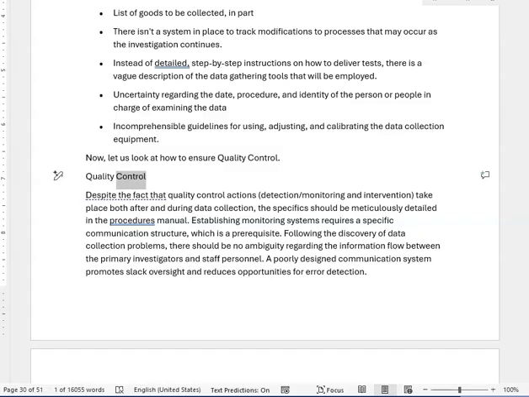Quality control. Despite the fact that quality control actions, detection/monitoring and intervention, take place both after and during data collection, the specifics should be meticulously detailed in the procedures manual. Establishing monitoring systems requires a specific communication structure, which is a prerequisite. Following the discovery of data collection problems, there should be no ambiguity regarding the information flow between the primary investigators and staff personnel. A poorly designed communication system promotes slack oversight and reduces opportunities for error detection.